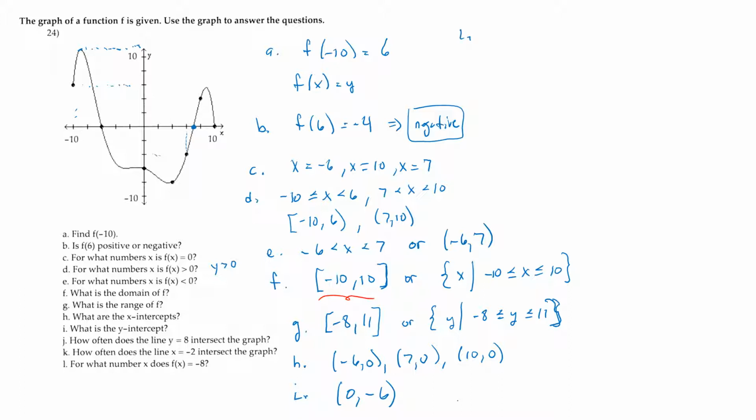How often does the line y equals 8 intersect the graph? Well, we could draw it in. Here's the line y equals 8. It's a horizontal line. And it looks like that hits the graph twice.